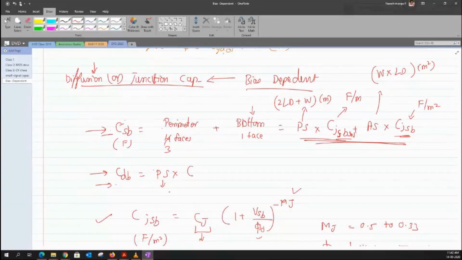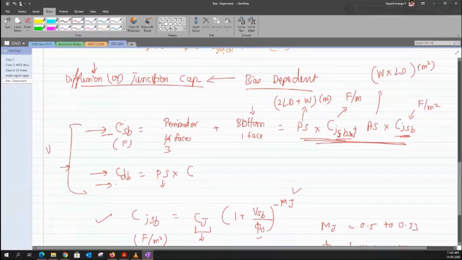So we'll not go much in depth, like under different conditions. These are the formulas that you can use whenever you have VDS equal to 0. Under this condition, we have derived it. Generally, the CDB expression would get modified. Specifically, the perimeter expression would get modified when we consider VDS greater than 0. But we will not focus more on that.